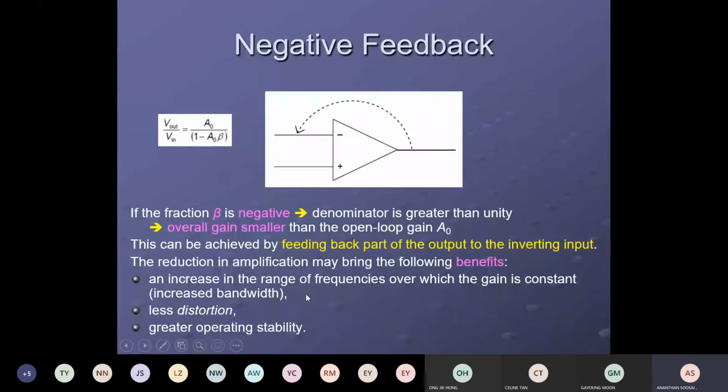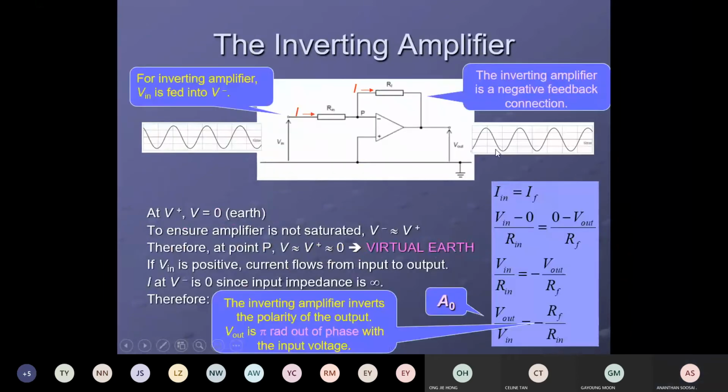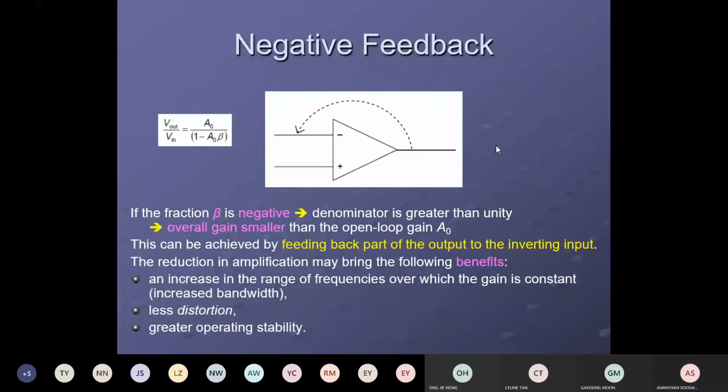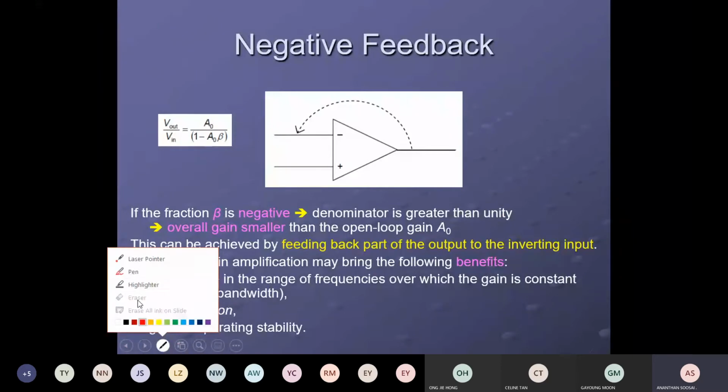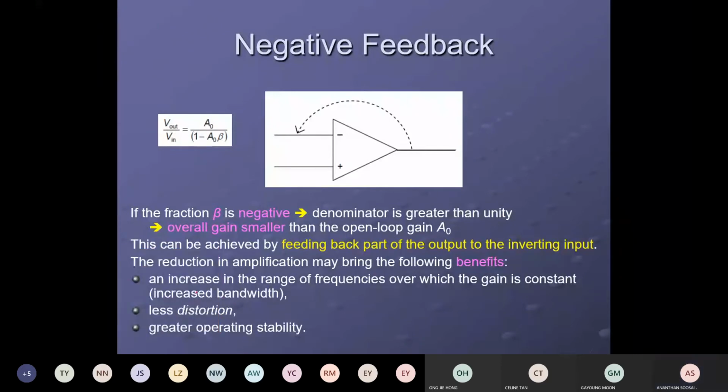The main benefit is that the gain will be reduced. Okay, let me explain these 3 benefits. This can be achieved by feeding back part of the output, which I haven't taught you yet. The reduction of amplification may bring the following benefits. The first is the increase in the range of frequency over which the gain is constant.